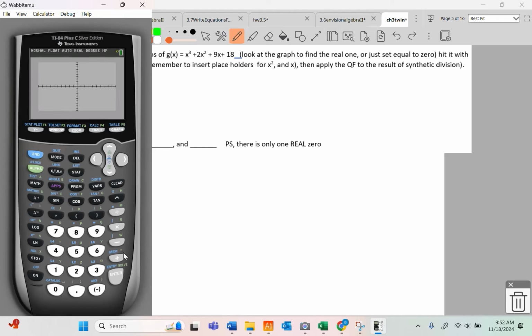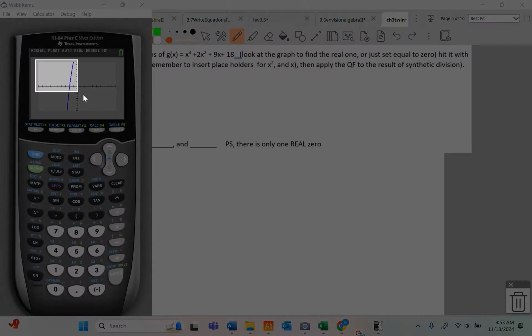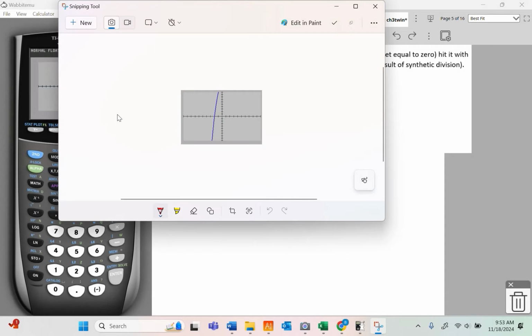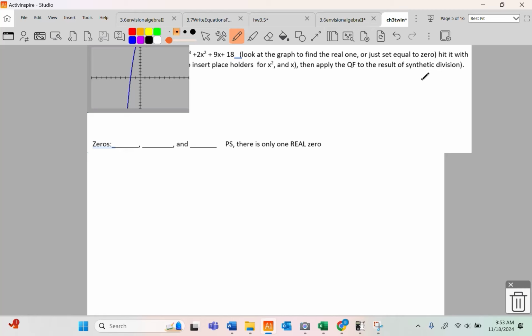So look at the graph to find the real one. So from the graph, I see a real 0. I hope you do too. All right, so from the graph, there is a real 0 at x equals -2. So now we're just going to do synthetic division and get rid of it.